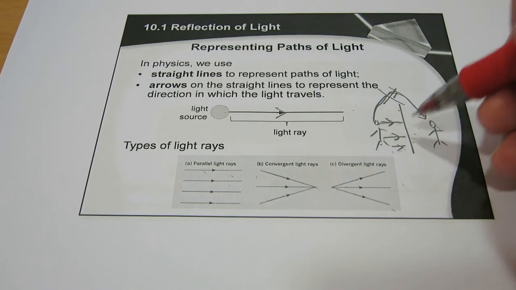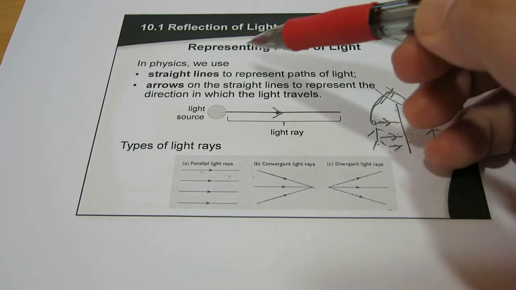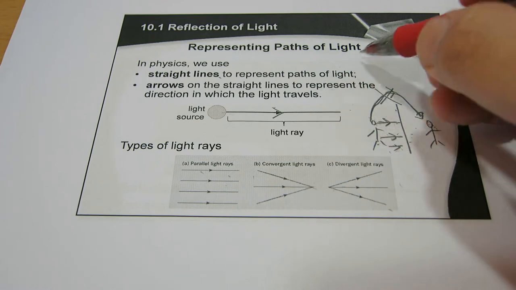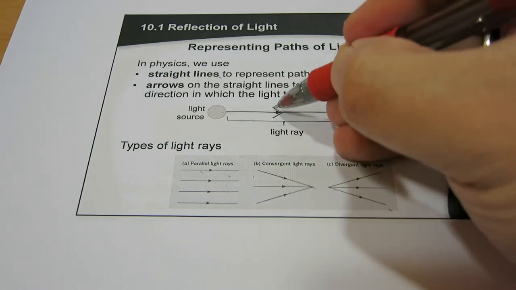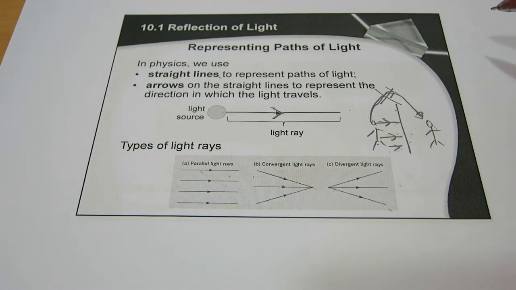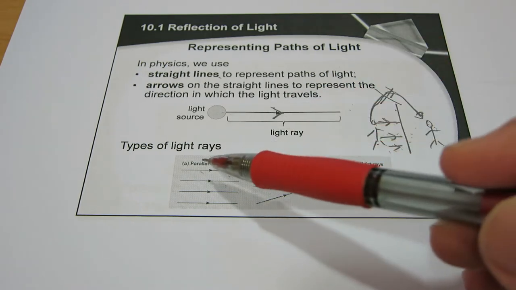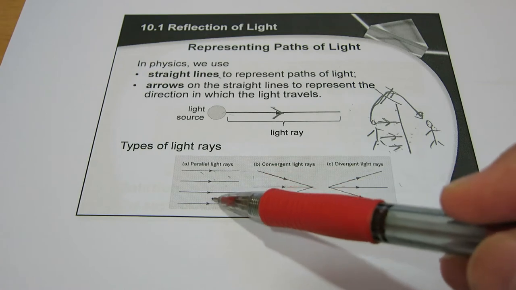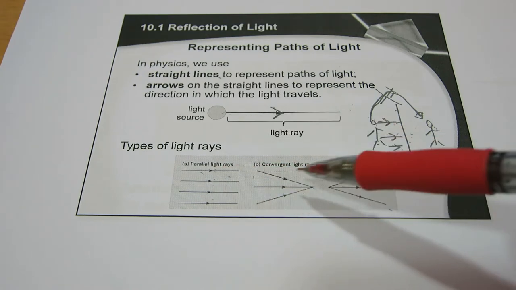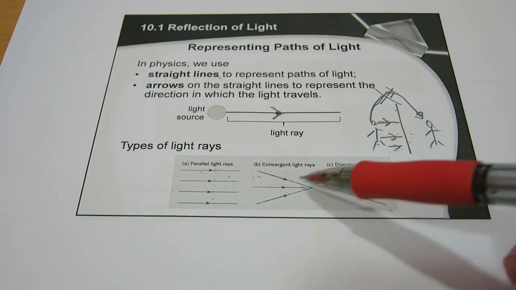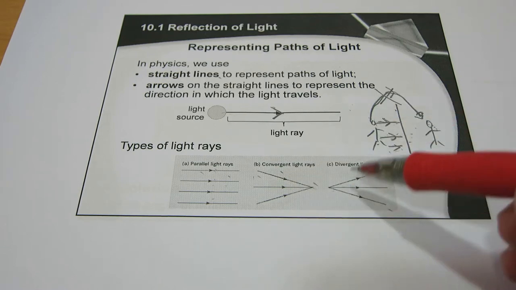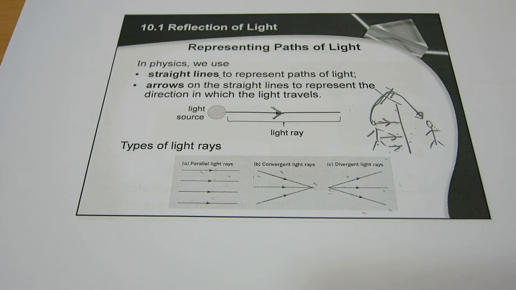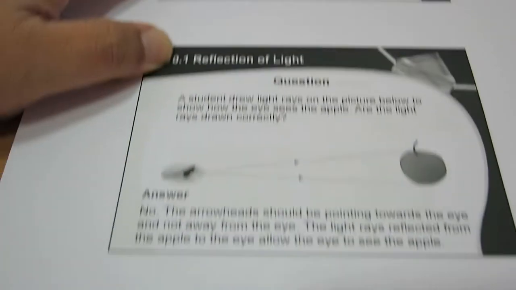Because we know light travels in a straight line, we represent it with straight lines. Just draw a straight line, and to indicate the direction in which the light ray is traveling, we draw an arrowhead. A few terms that you may need to be familiar with. Light rays that are parallel to one another are called parallel light rays. Light rays that meet at one point are called converging light rays. Light rays that come out from a certain point are called diverging or divergent light rays. Now, let's look at the next slide.